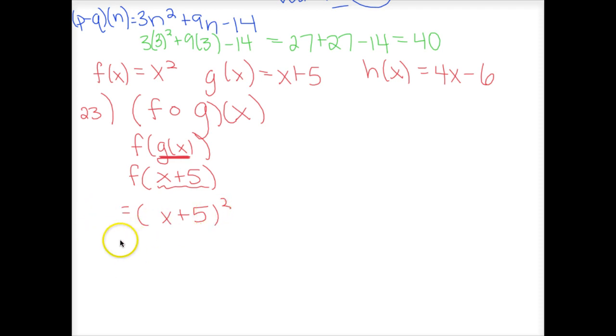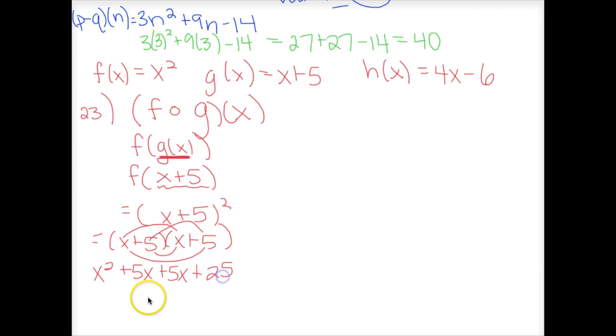You have to FOIL here. x plus 5 squared means x plus 5 times x plus 5. So first, outer, inner, lasts. So x squared plus 5x plus 5x again plus 25 is how I got my final answer of x squared plus 10x plus 25. Now I'm going to look at number 25, which was f of h of x.